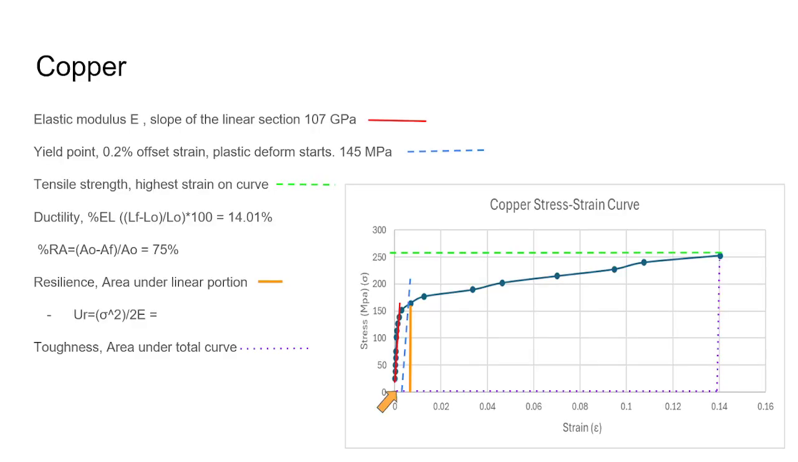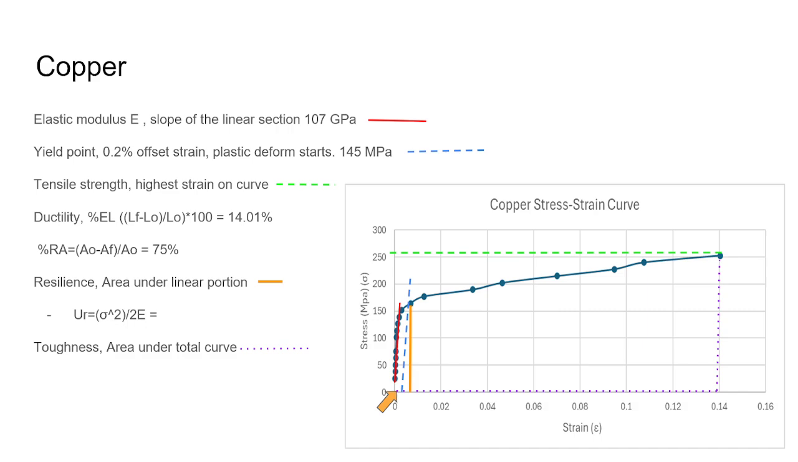Alright, so this is a brief overview of copper, starting with elastic modulus, denoted by E, which is the slope of the linear section of the stress strain curve. The yield point is a 0.2% offset strain, and it's where the plastic deformation starts. The tensile strength is the highest stress on the curve.